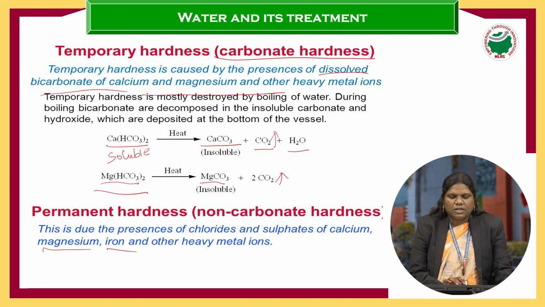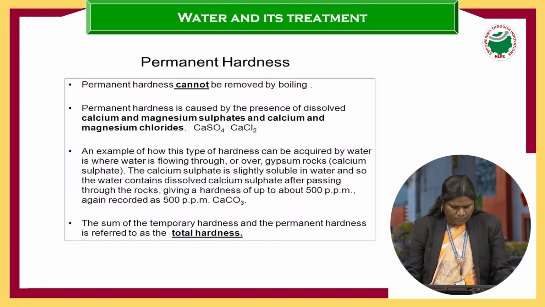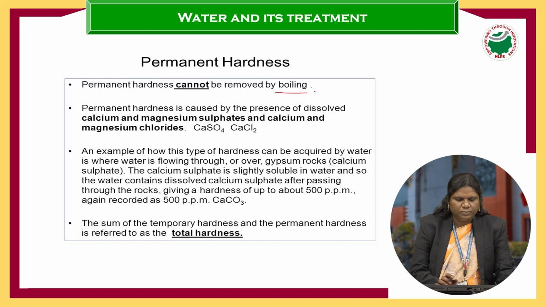Next, permanent hardness. This permanent hardness is also called the non-carbonate hardness. It is caused due to the presence of the chlorides, sulfates and nitrates of calcium and magnesium. Permanent hardness cannot be removed by boiling. As I told, it cannot be removed by boiling.